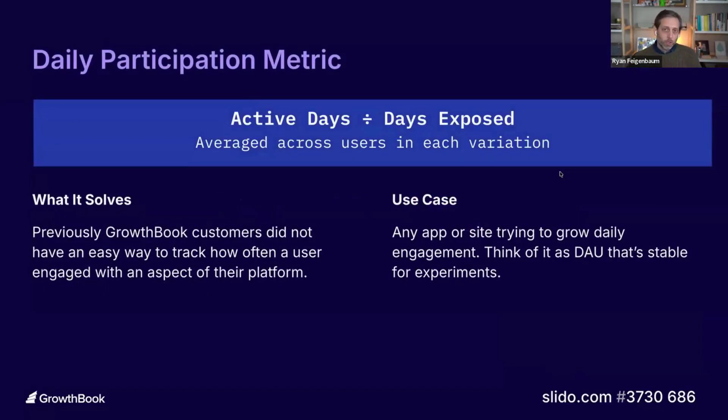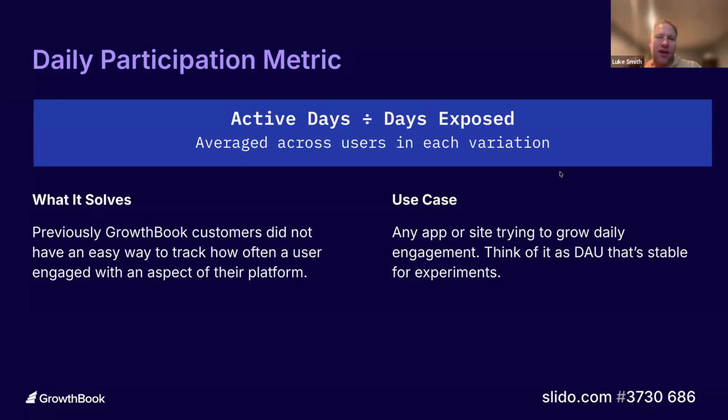So this first thing that we're going to talk about is the daily participation metric. This is a brand new metric we introduced in 4.3. And you can see here that what it is, it's active days divided by days exposed, which is averaged across users in each variation. But I'll let Luke give a little bit of what the problem is that it solves, and what kind of use case you would maybe reach for this metric.